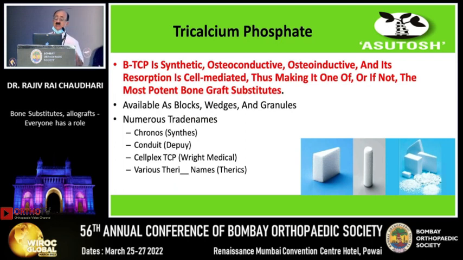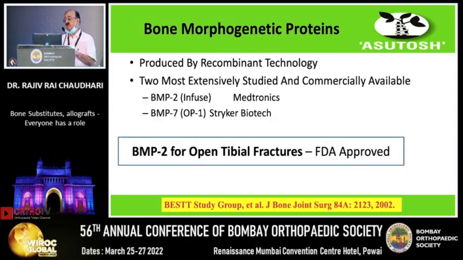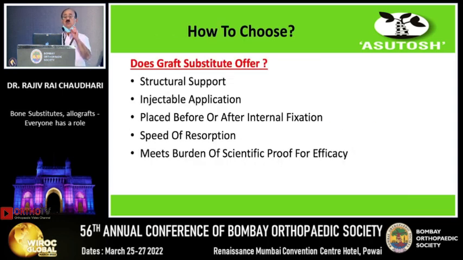One of the more popular is tricalcium phosphate, a synthetic, osteoconductive, osteoinductive, and one of the more potent bone graft substitutes. Platelets release a lot of growth factors which are osteopromotive, and they are becoming more and more popular because of their low cost and autologous nature. But remember, they are not truly osteoinductive. They need an osteoconductive agent in addition, and they lack mechanical strength. Bone morphogenetic proteins, BMP2 and BMP7, are two more researched products, and BMP2 has been FDA approved for open tibial fractures as well.